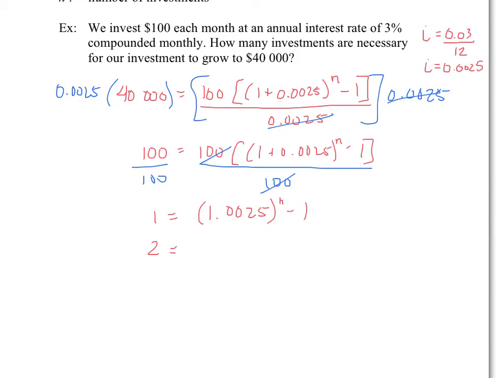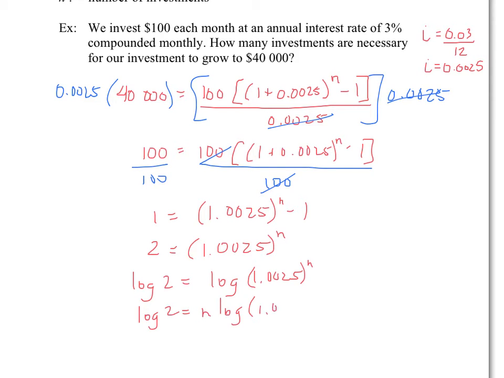I don't think I need to write that one. And we've isolated our exponential function completely. At this point in time, again, our variable is in the exponent. We're going to use logarithms, so we're going to apply logs on both sides. So we have log of 1.0025 to the power of n. Our n can now drop to the front, so now I have log 2 equals n log 1.0025.